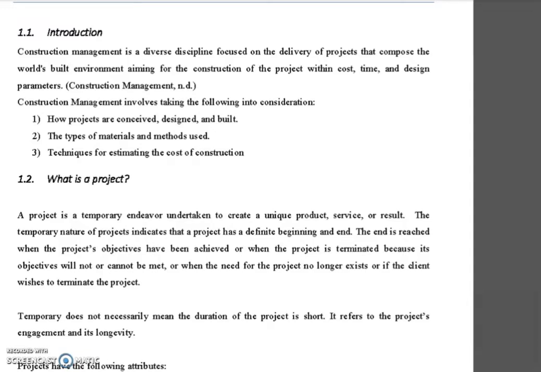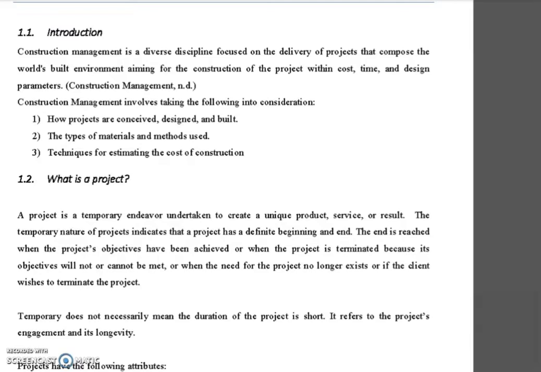Construction management involves taking the following into consideration: how projects are conceived, designed, and built, and the types of materials and methods used. This is construction management. There is a difference between construction management and project management, and we will highlight the difference between these two terminologies. But now we are talking about construction management.